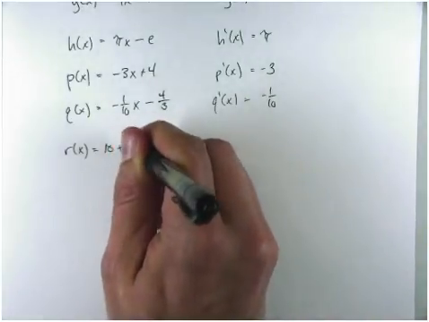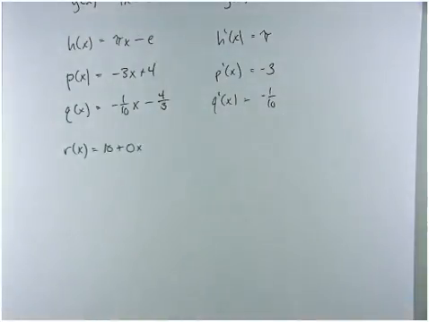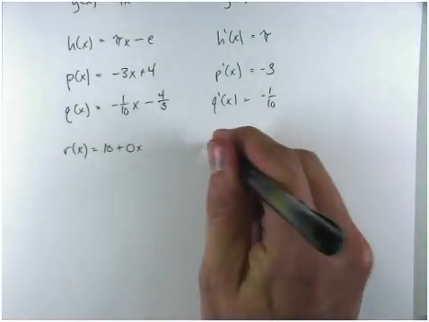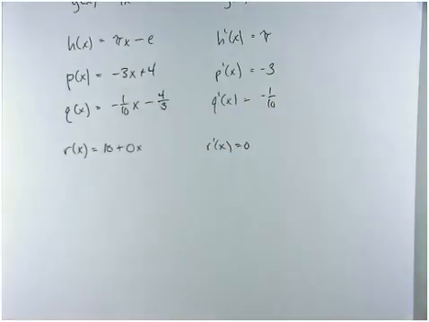What if I wrote this? 0 times x is 0. Right? So now it looks like a line. 10 plus 0x. So what's the slope of that line? 0, right? r prime of x equals 0.